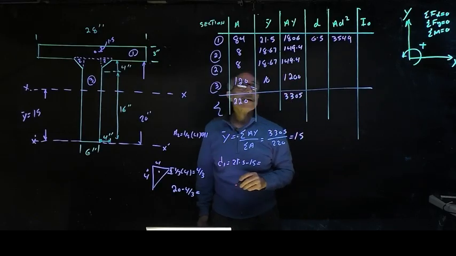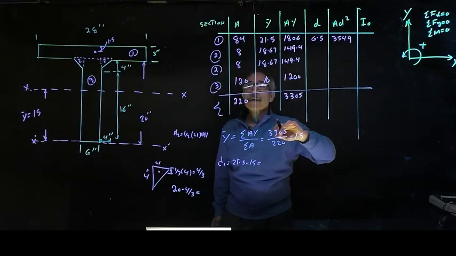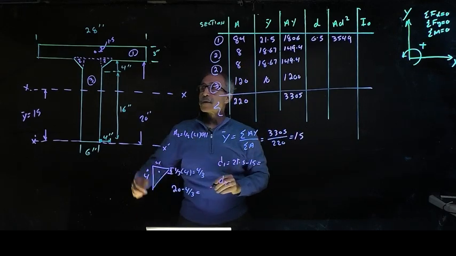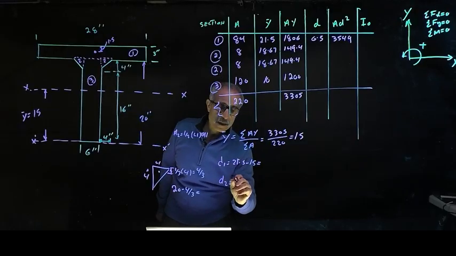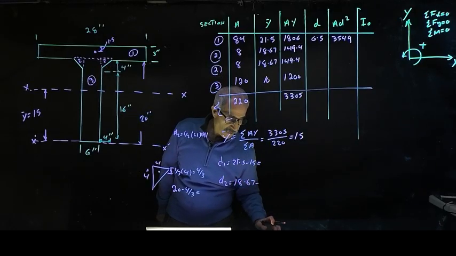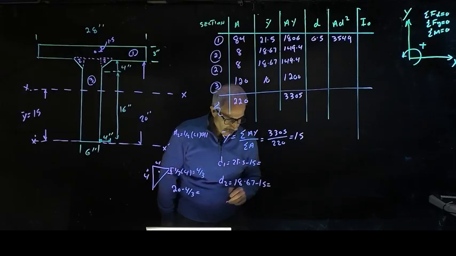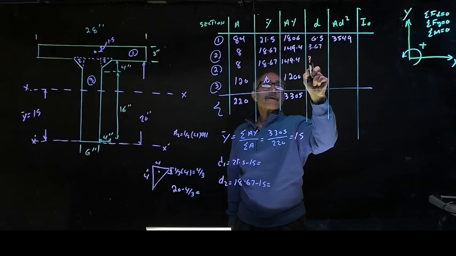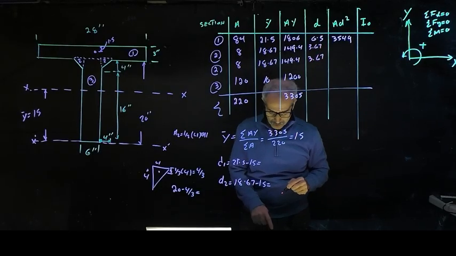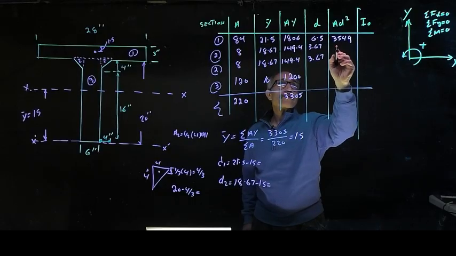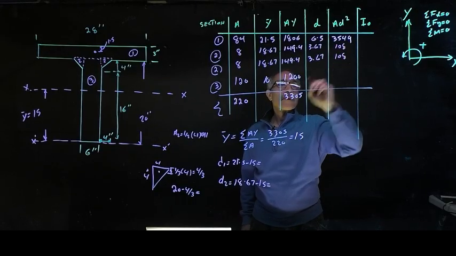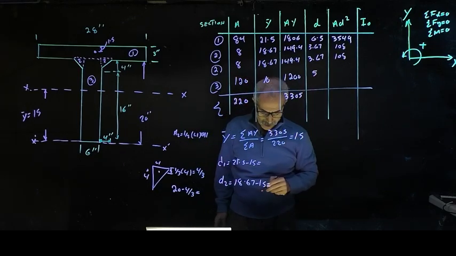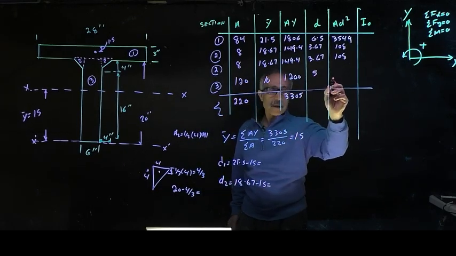Okay. We'll come back and do the I later. Let's just finish this part. And for shape number 2, D2 is equal to the center of shape number 2, 18.67, minus 15, and that will give us 3.67. If I square that and multiply, it becomes 108 each. Finally, the last shape, 10 minus 15, that's 5. And 5 squared times A becomes 3,000.